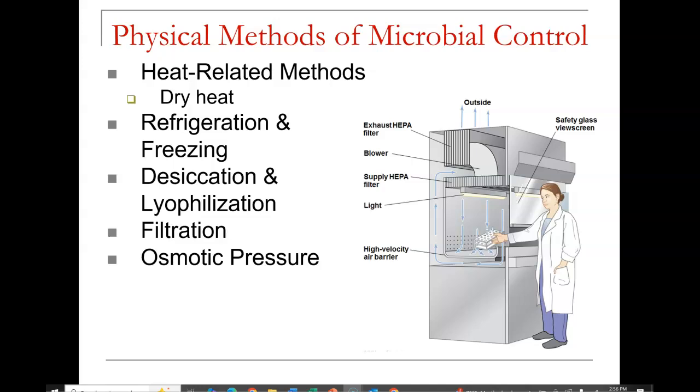We also have what we call desiccation. That's a process of drying the organism out. It's going to inhibit growth as a result of the removal of water. And we have lyophilization.